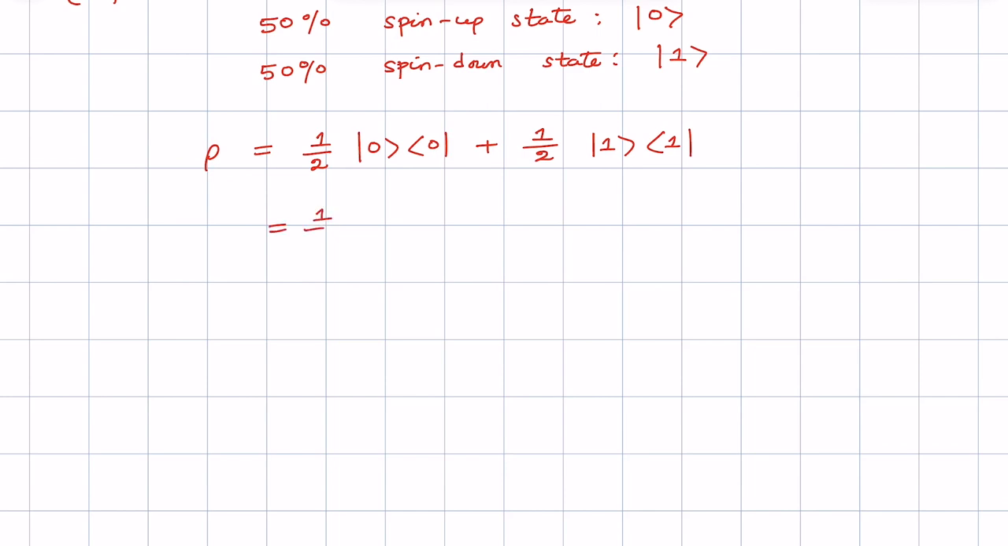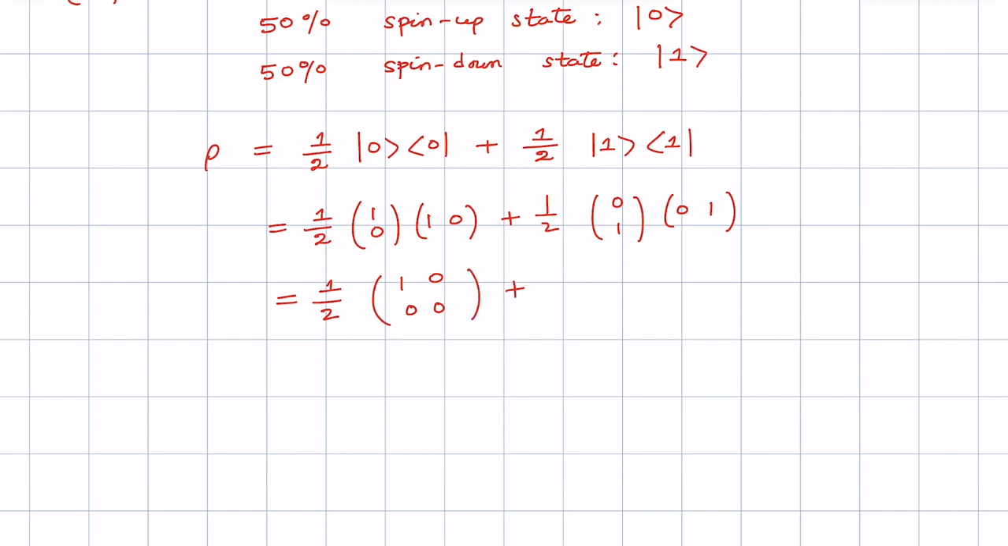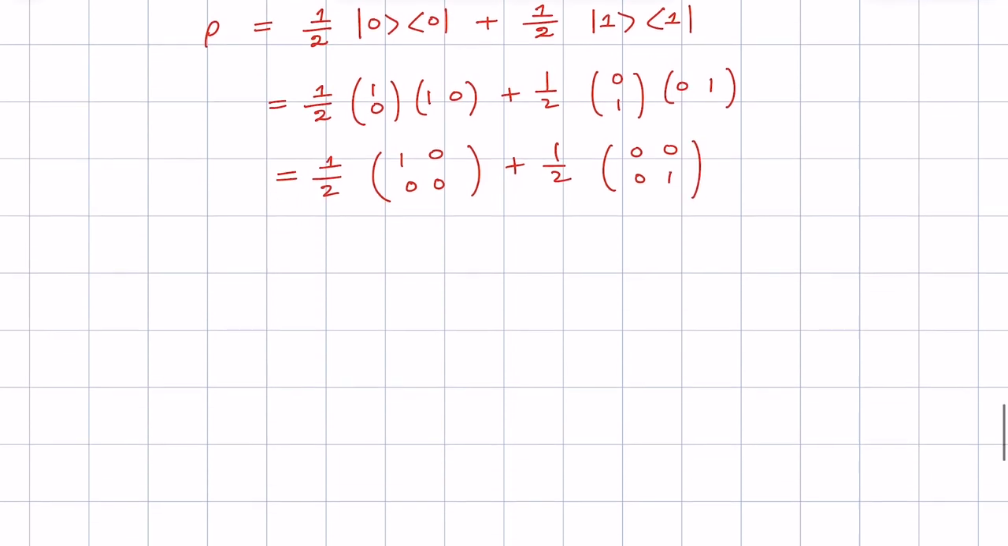This I can further write in the matrix representation. |0> I can write as (1 0) and <0| as (1 0), and half |1> is (0 1) with <1| as its row vector, giving half of the matrix [1 0; 0 0] plus half of [0 0; 0 1]. So finally the density operator I have is half of [1 0; 0 1].